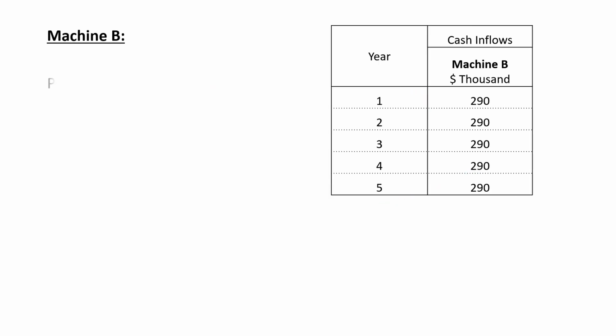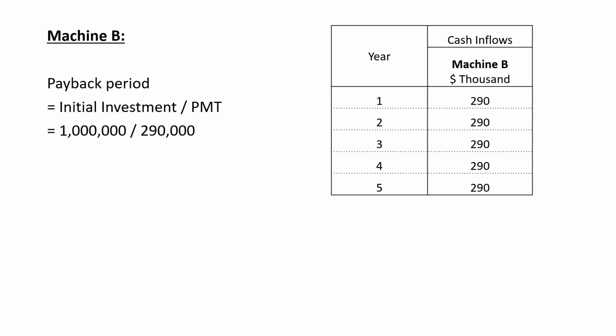Machine B. The payback period simply equals the initial investment divided by PMT. Substitute the figures in and get the answer, the payback period. The calculation is simpler than the previous one because this has equal payments throughout. This is an annuity, so you can use this formula to calculate the payback period.